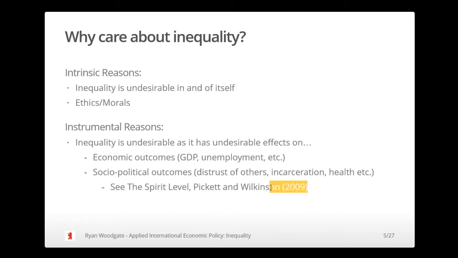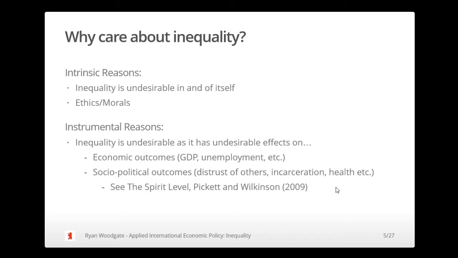Quite a thought-provoking book was published in 2009 by these epidemiologists, I believe, Pickett and Wilkinson, who basically showed this correlation between higher inequality and various economic and social political indicators like the ones I just mentioned. And they showed that this correlation holds between different countries for various variables over a long period of analysis.